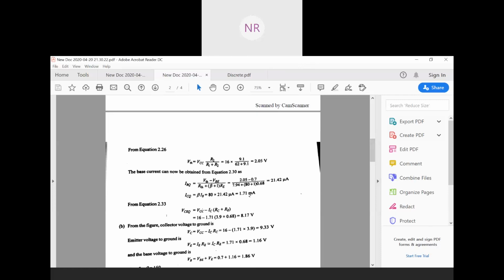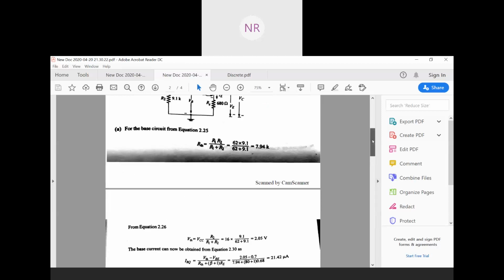Next is VCEQ. VCEQ is nothing but VCC minus IC into RC plus RE, applying KVL for the output loop. We get this equation. You know all these values, so substitute them and obtain the answer. You will get it as 8.17 volt. Okay, next is the second question.